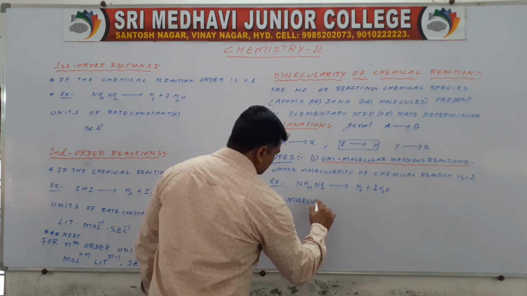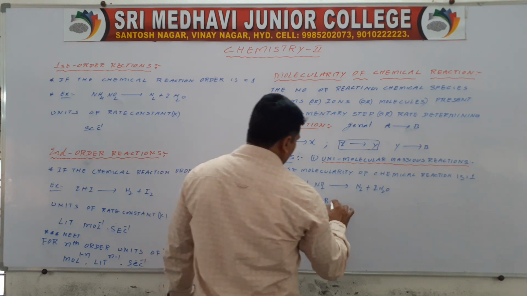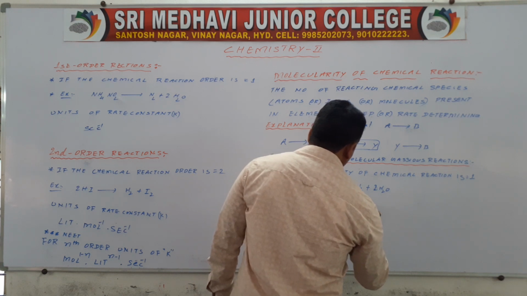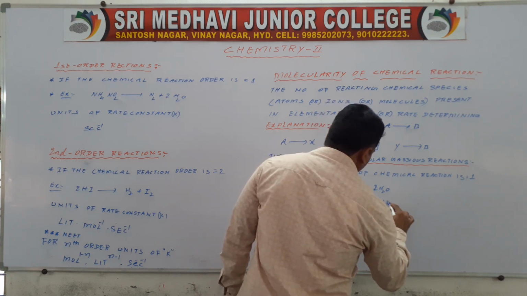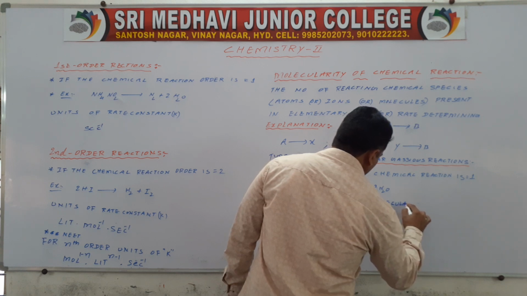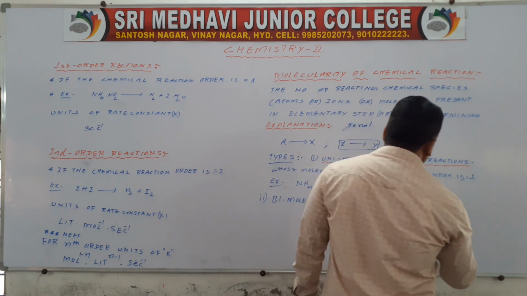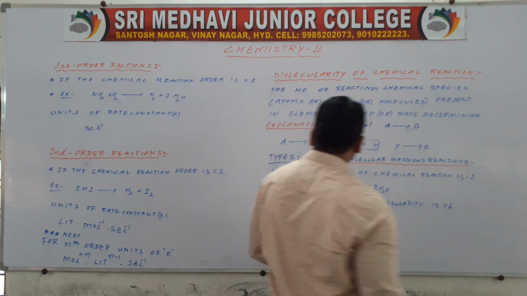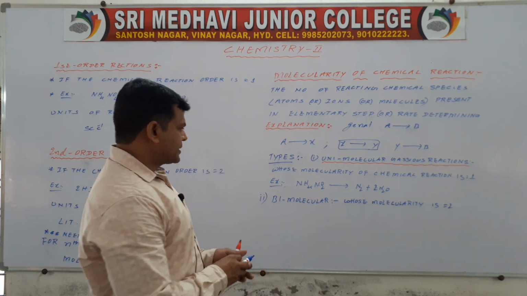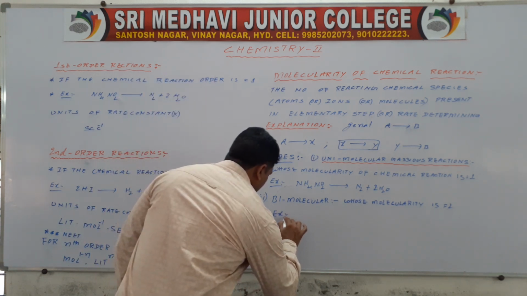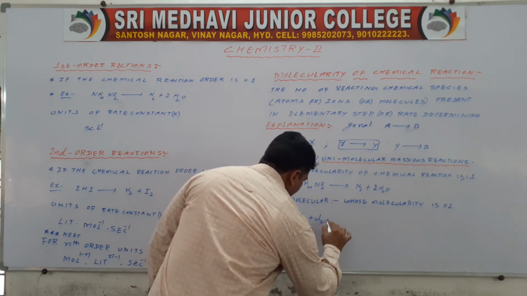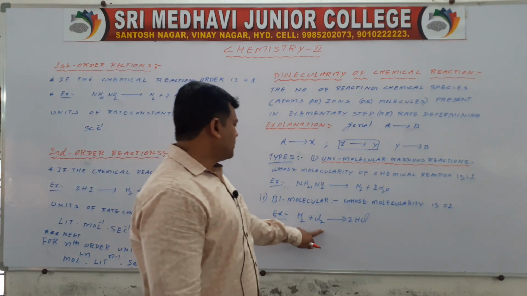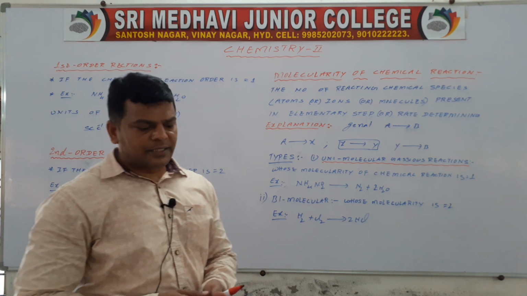Then the second one is bimolecular gaseous reactions. Whose molecularity of chemical reaction is 2 is nothing but a bimolecular gaseous reaction. Example: H2 plus Cl2 gives rise to 2HCl. Here molecularity, how many molecules? 2 molecules. So molecularity is 2.